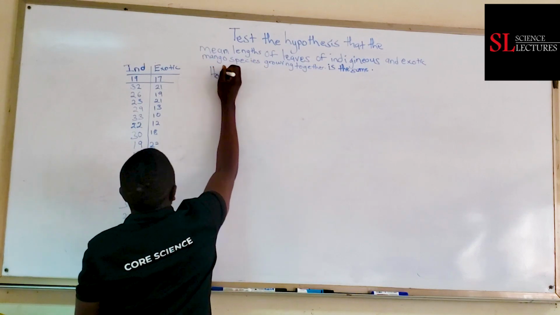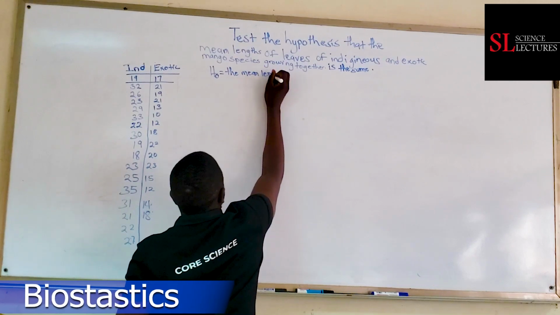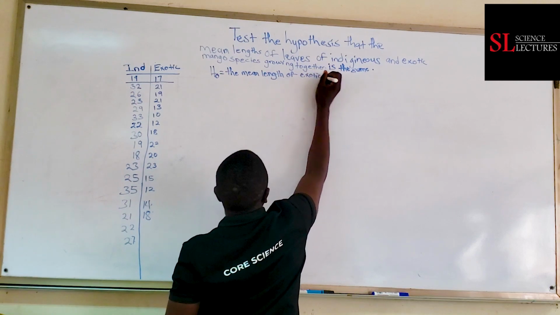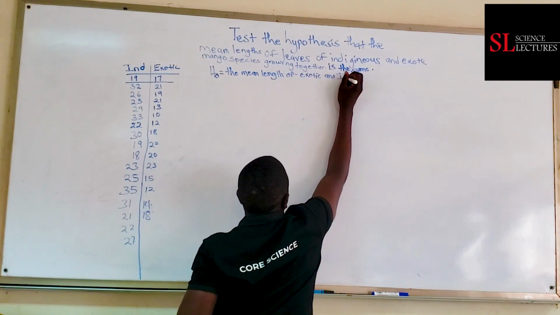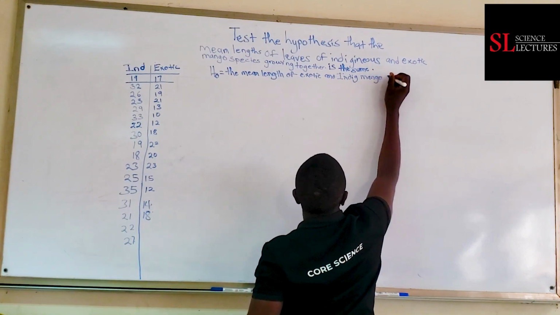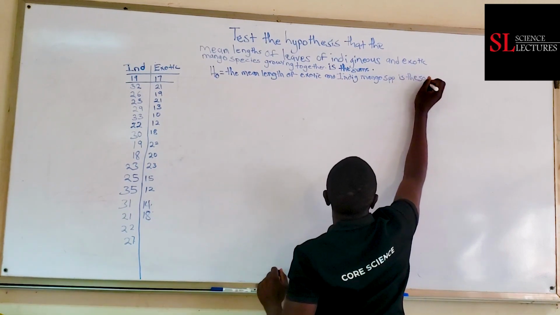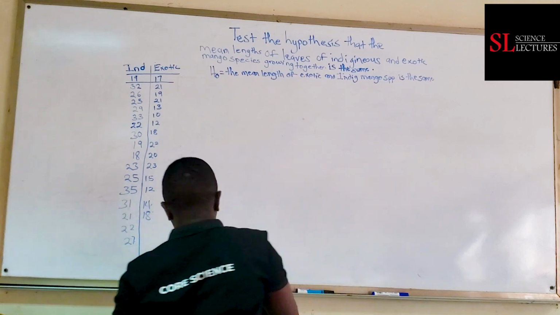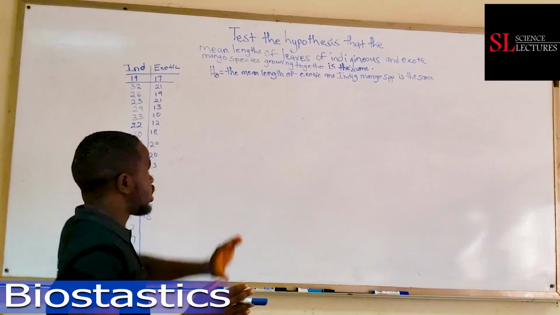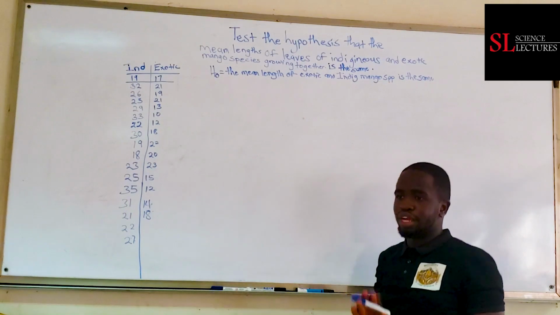So I say my null hypothesis: the mean length of exotic and indigenous, I'll write this in short form, mango species is the same. So after writing it, you're supposed to then know which test I am going to use. Definitely it's going to be a parametric test while we are comparing means. Which parametric test? That we say is dictated by the number of n.